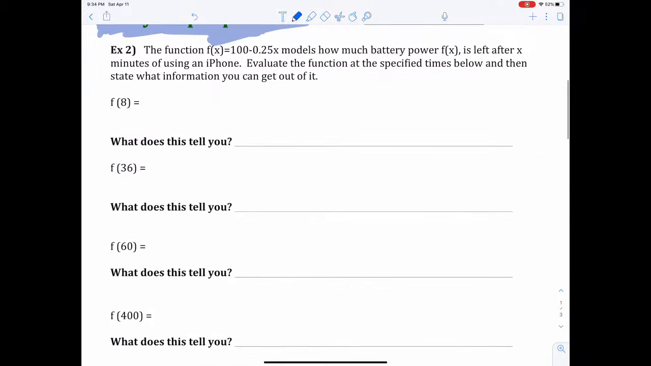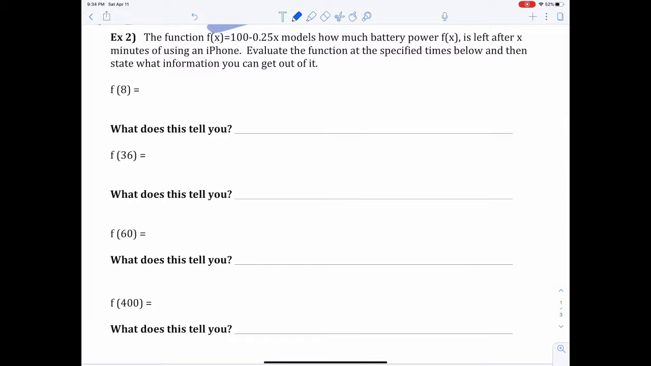The function f of x equals 100 minus 0.25x models how much battery power f of x is left after x minutes of using an iPhone. Evaluate the function at the specified times below and then state what information you can get out of it.